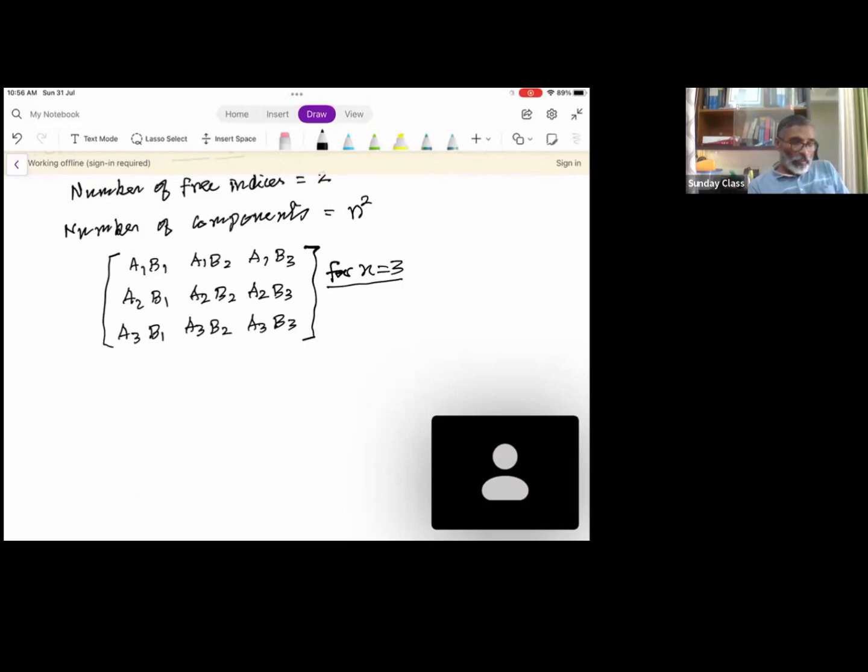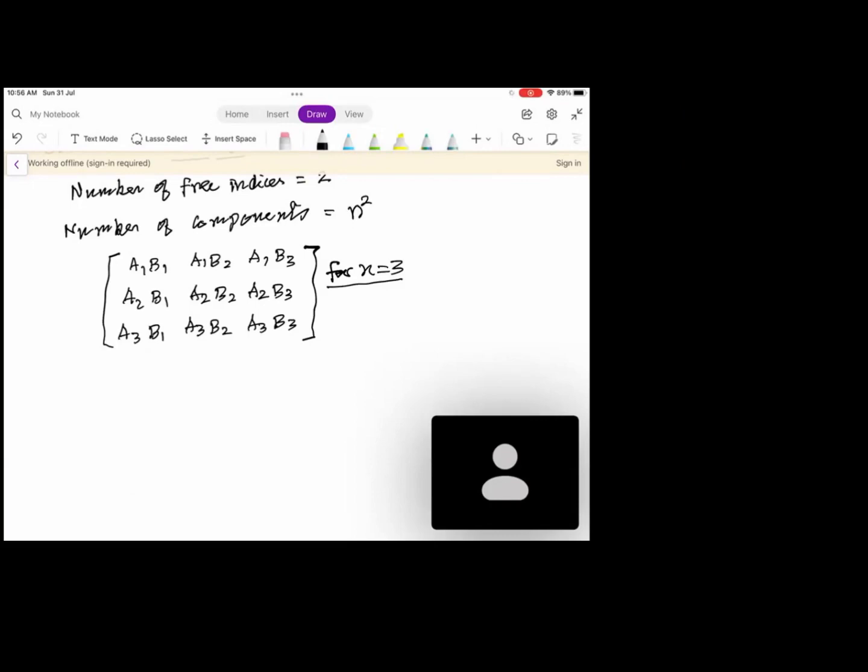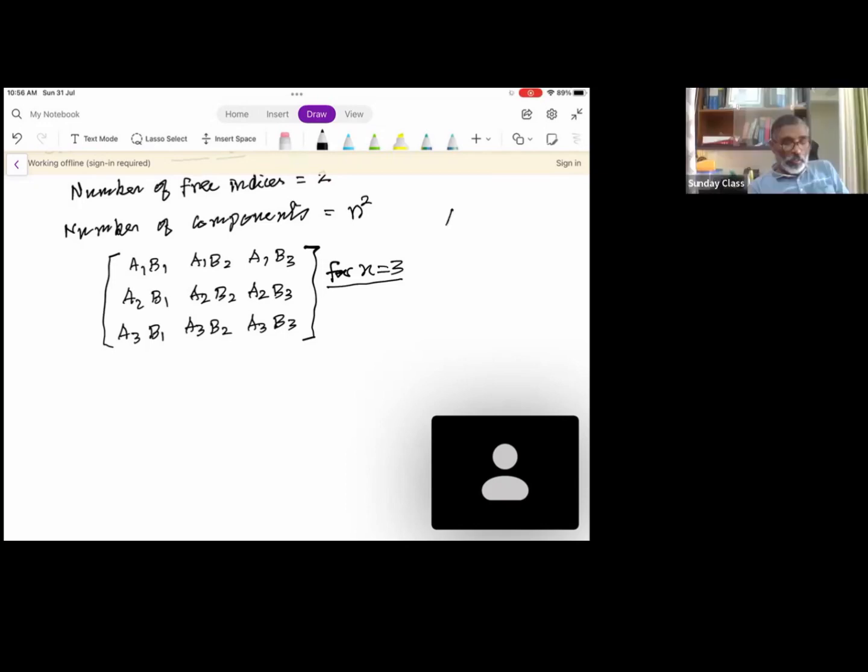So what do we call this kind of quantity? It's not a vector. It is a tensor. So A_i B_j is a tensor.